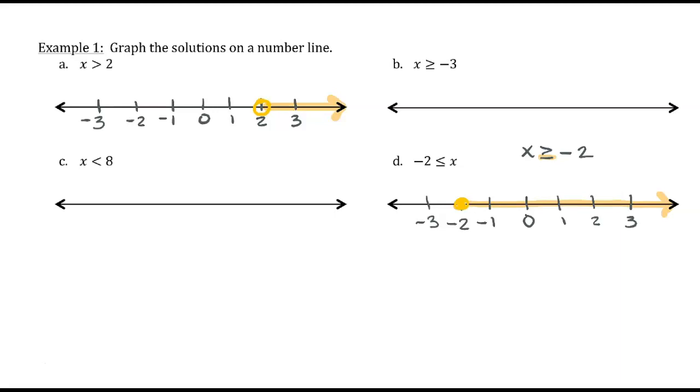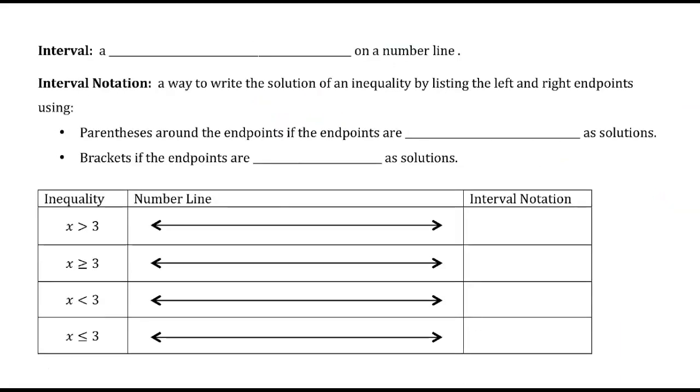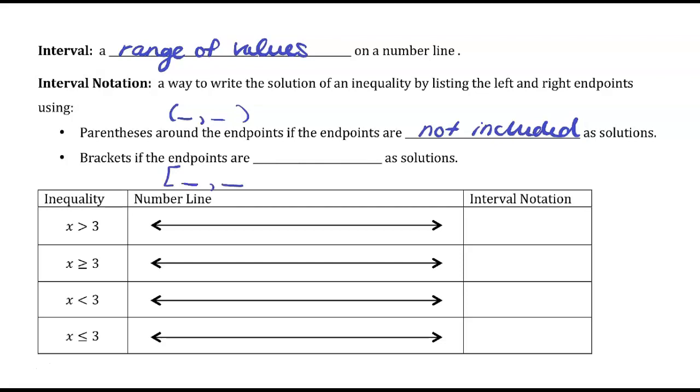Now let's talk about intervals. An interval is a range of values on a number line, just like what we were just drawing on our number line. Interval notation is a way to write the solution of an inequality by listing the left and right endpoints. It's important to note that we will use parentheses when we write our interval notation if the endpoints are not included as part of the solution set. We will use brackets if the endpoints are included as part of the solution set.